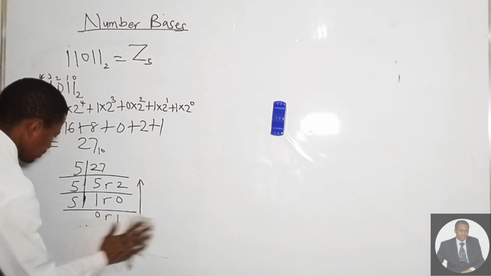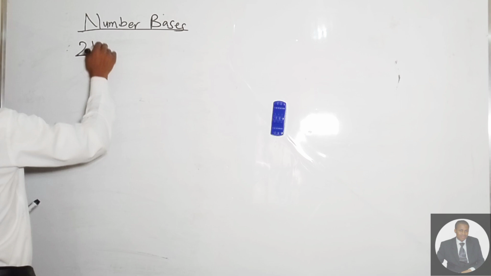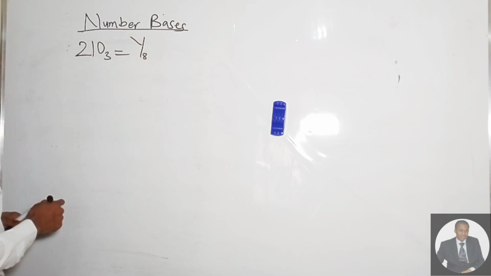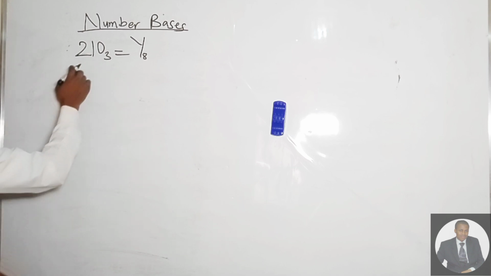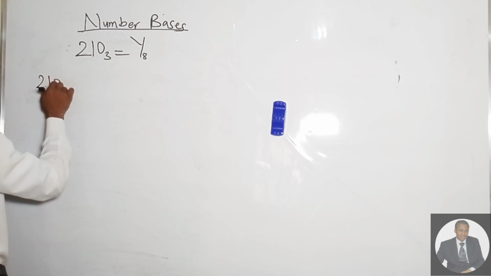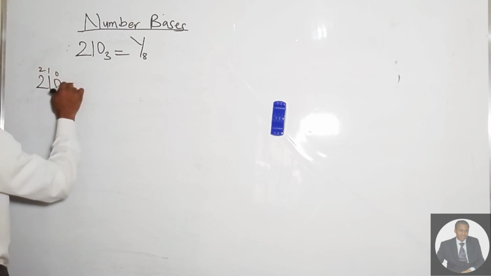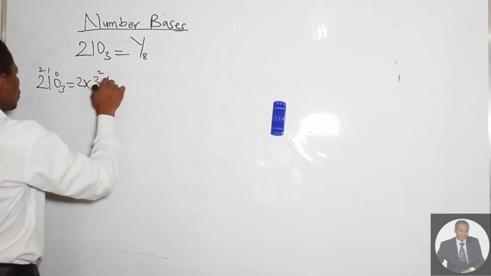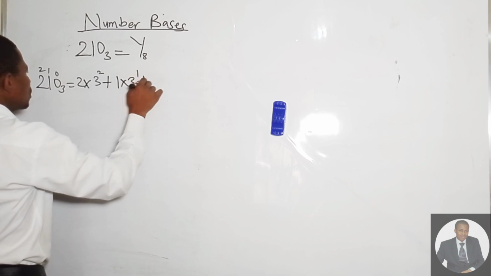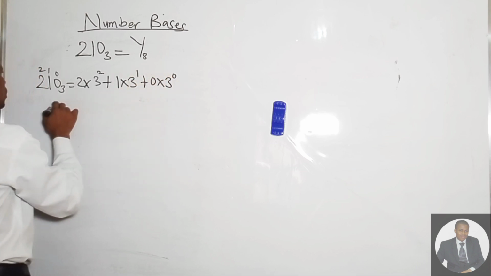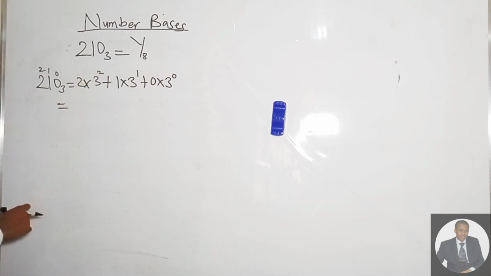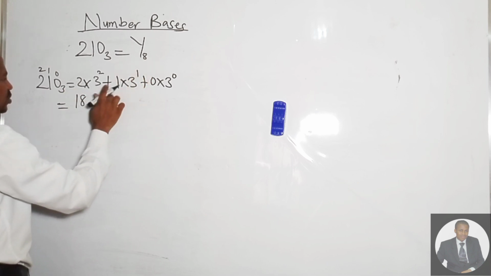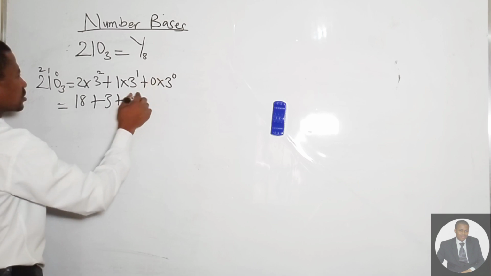Next: 210 base 3 to base 8. So we have to convert to base 10 first. 210 base 3: 0, 1, 2. That will be 2 times 3 raised to power 2 plus 1 times 3 raised to power 1 plus 0 times 3 raised to power 0. 3 raised to power 2 is 3 times 3, 9. 9 times 2 is 18. Plus 3 raised to power 1, 3 times 1, 3. Plus anything times 0 is 0.